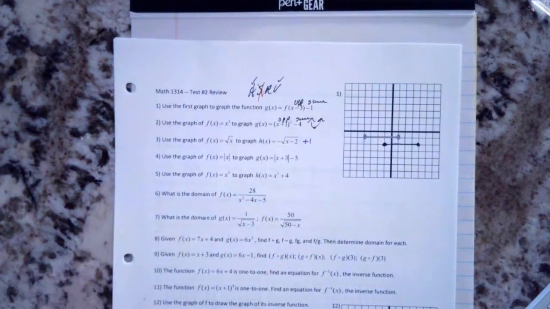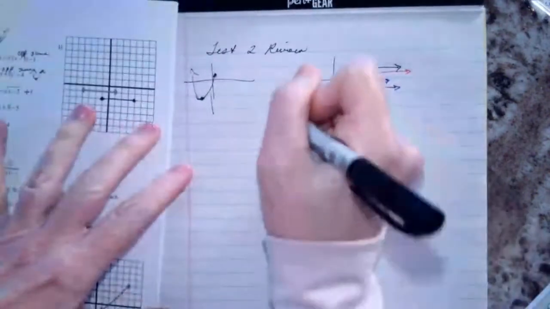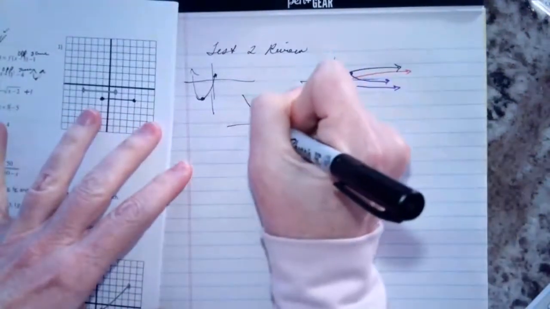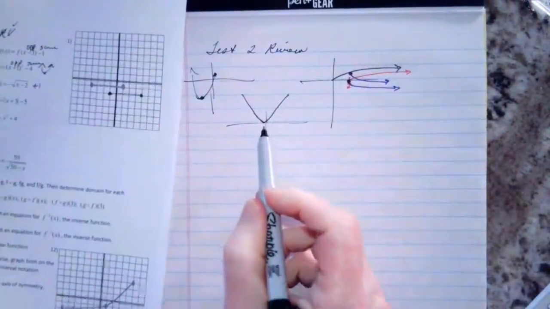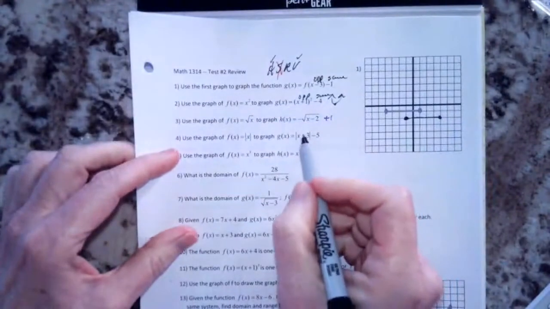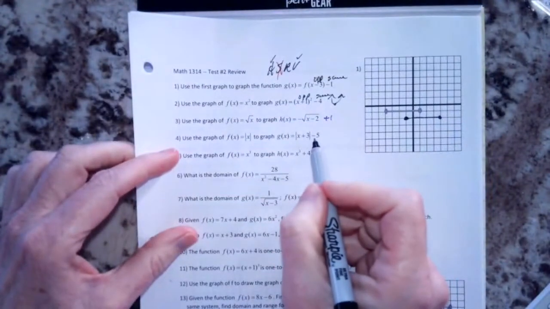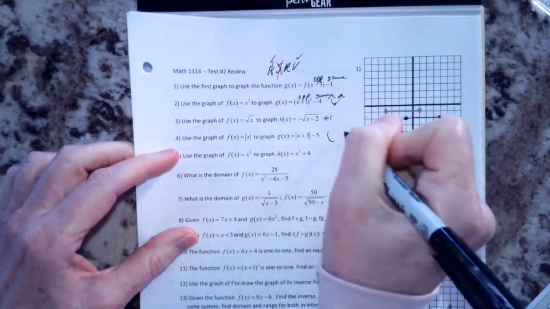Okay, let's look at number 4. Use the graph of the absolute value of x. The absolute value of x is a v. Looks like that. And its vertex point is 0, 0. What are we doing here? We're involving horizontal shift and vertical shift, so we don't have to worry about order so much. We can just worry about the vertex.